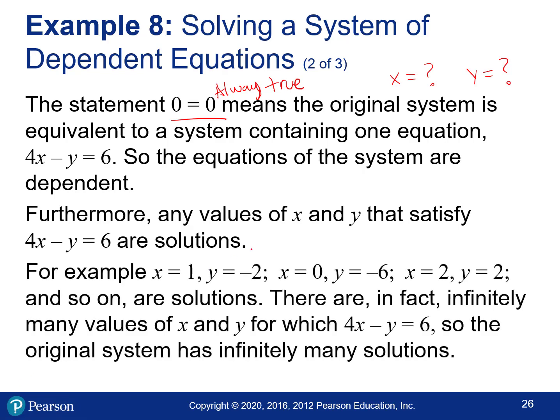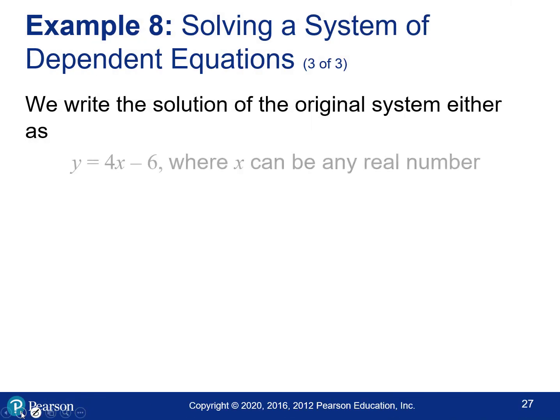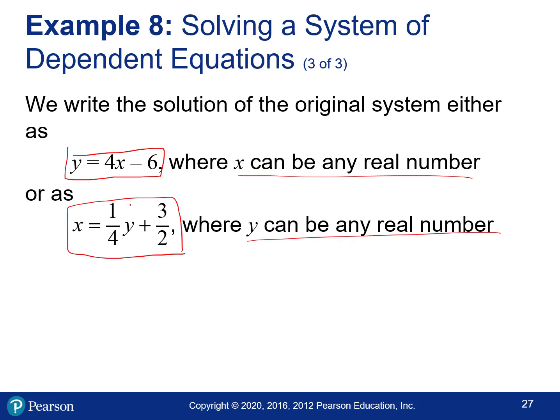And so if you want to check, you could just pick a few values for x and y, plug them into your system, and you'll figure out that they're going to work. So it's because these two equations, when you simplify them, they actually ended up being the same equation. And so what you can do for an answer like this, you can say y equals 4x minus 6, where x can be any real number, or you could solve for x and say x equals 1/4 y plus 3/2, where y can be any real number. And these are both the same solution.